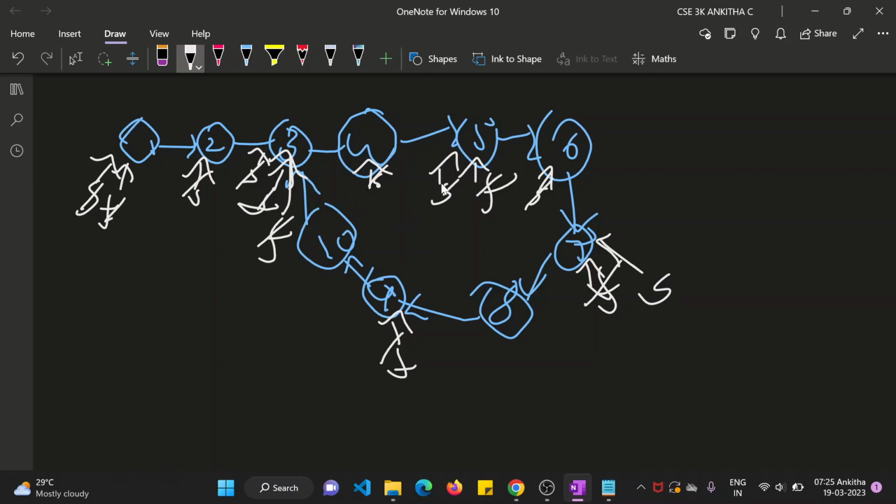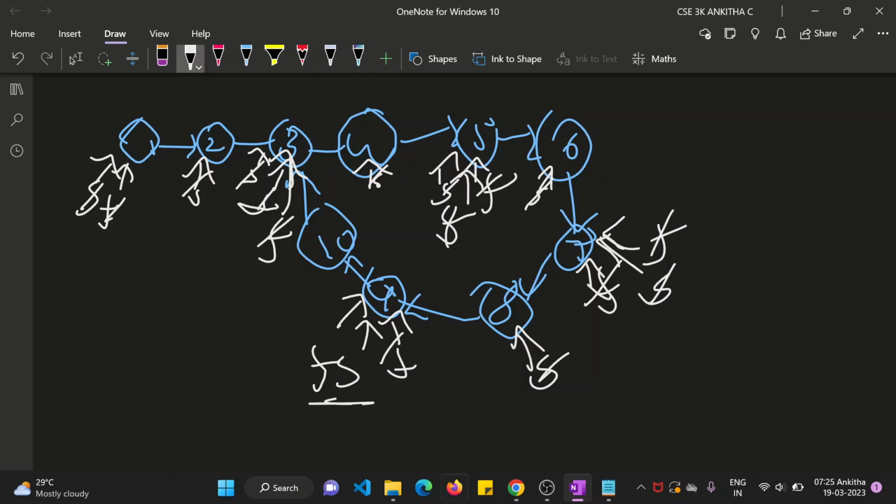Again, you perform slow equal to slow dot next, and faster equal to faster dot next dot next. So faster will be pointing here. They're not equal. Again, you perform slow equal to slow dot next. Done. Now faster equal to faster dot next dot next. So yes, you can observe here both slow and faster are pointing to the same point. Hence, you can conclude that there is a cycle in the linked list.